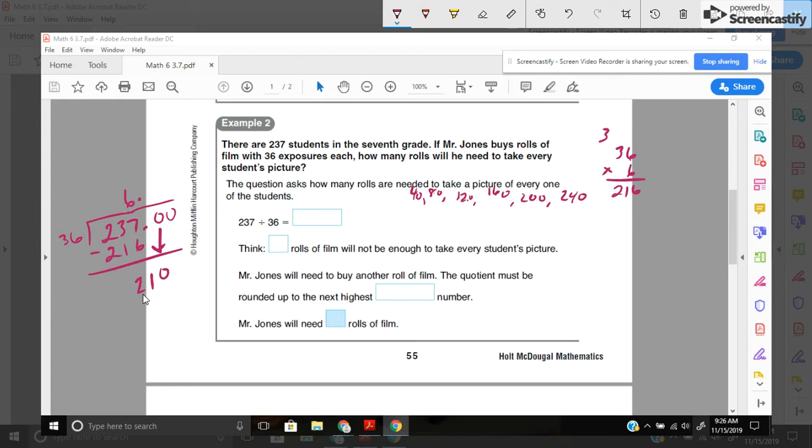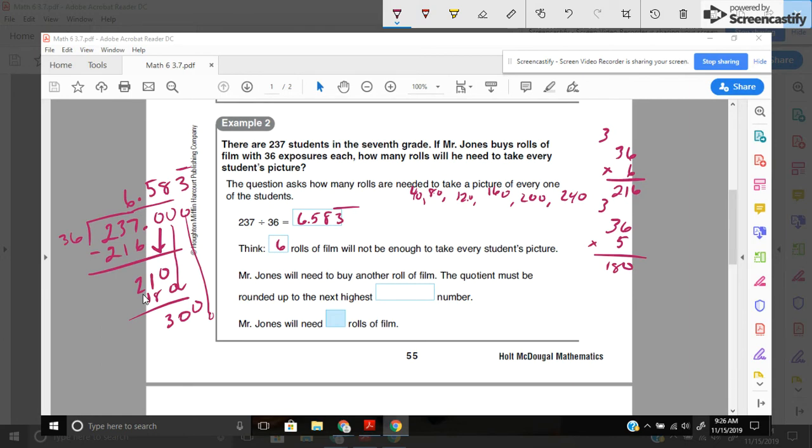Let's try 5. 36 times 5 would be around that 200 mark. So 6 times 5 is 30. Carry my 3. 5 times 3 is 15, 16, 17, 18. I get 180. So that would be 5. And subtract 180. That would be 30. Bring down another 0. Okay. 36 goes into 300. What goes into 300 8 times? And then if you keep going with this, you're going to end up with 3 repeating. So 6.583 repeating.